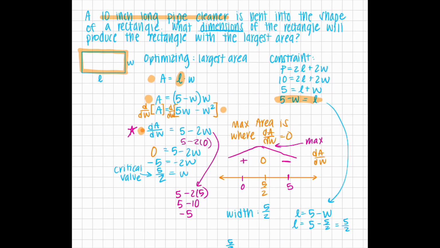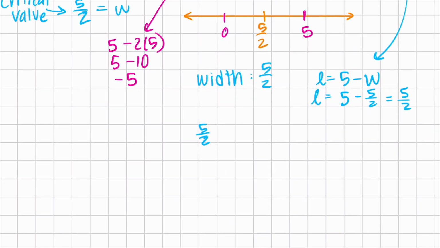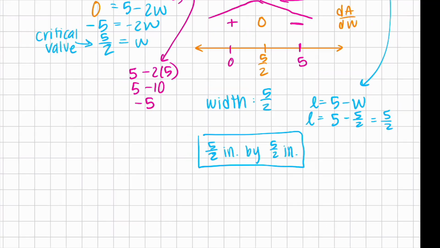Let's get our units in there. It's going to be inches. So 5 1/2 inches by 5 1/2 inches. And that is the answer for this optimization problem.